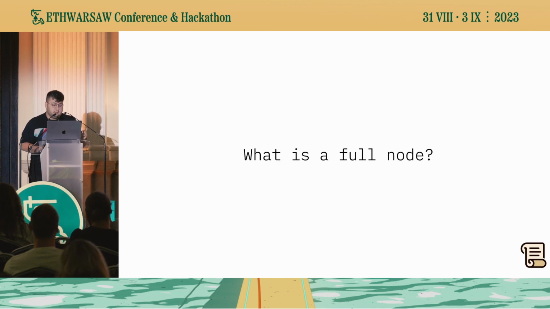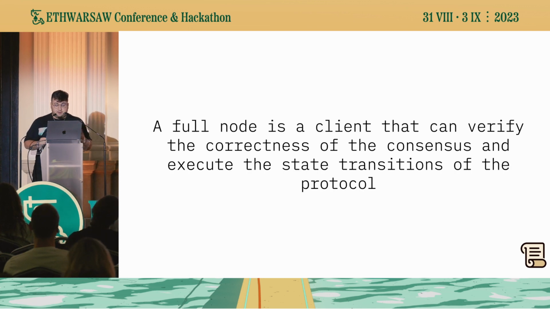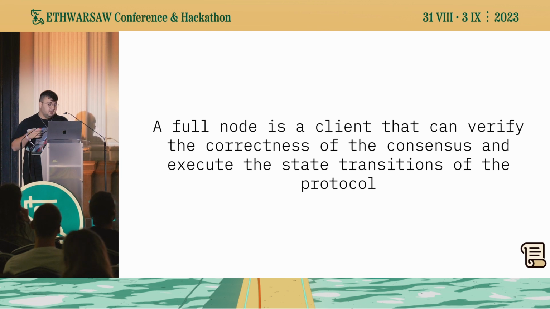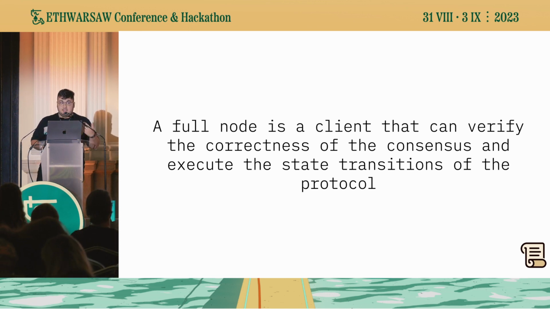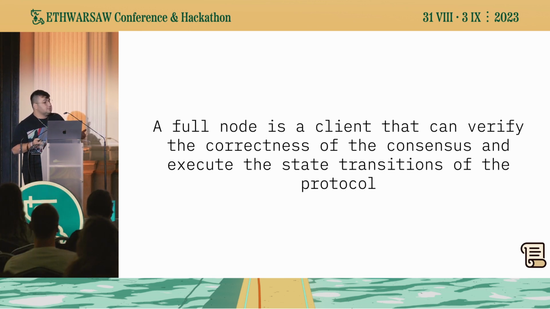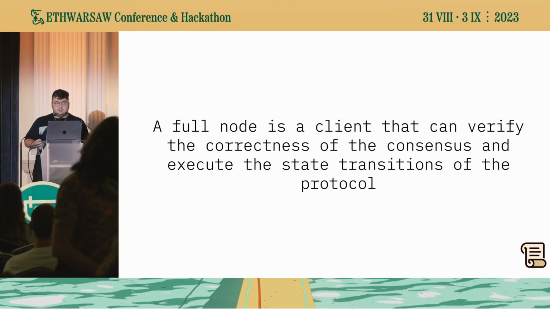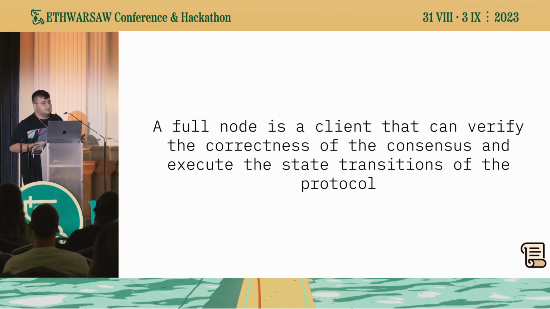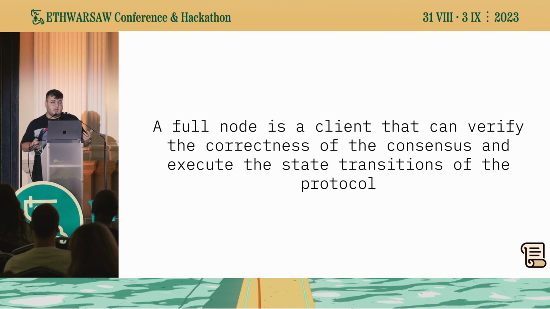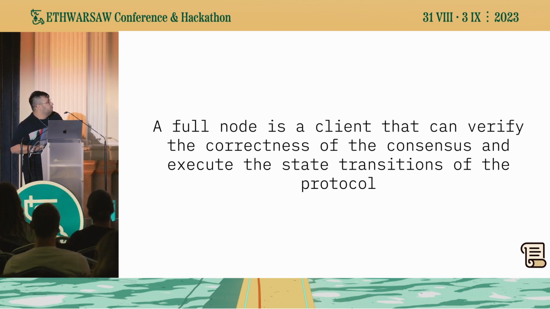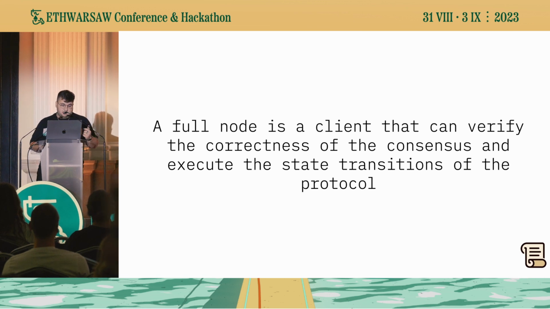So what is a full node? A full node is a client that can verify the correctness of the consensus and execute the state transitions of the protocol. Note that there's a difference between verifying state transitions and executing them, because you can use something like zero knowledge proofs to prove the correctness of the state transition function, but then you make an additional assumption. By executing, I mean you actually take all the transactions, execute them, and verify that the outputs produced by those transactions are correct. And that's the role of the full node.